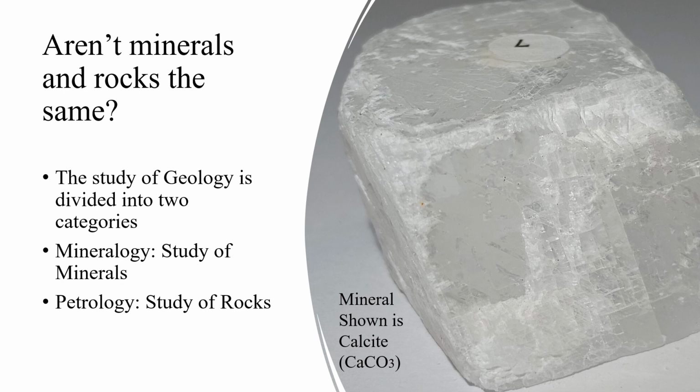The difference between a mineral and a rock is that a mineral is a naturally occurring substance with distinctive chemical and physical properties, a composition, and atomic structure. A rock is also naturally occurring, yet they are mixtures of minerals. So we'll see how that plays out in a minute here. This mineral shown here is calcite.